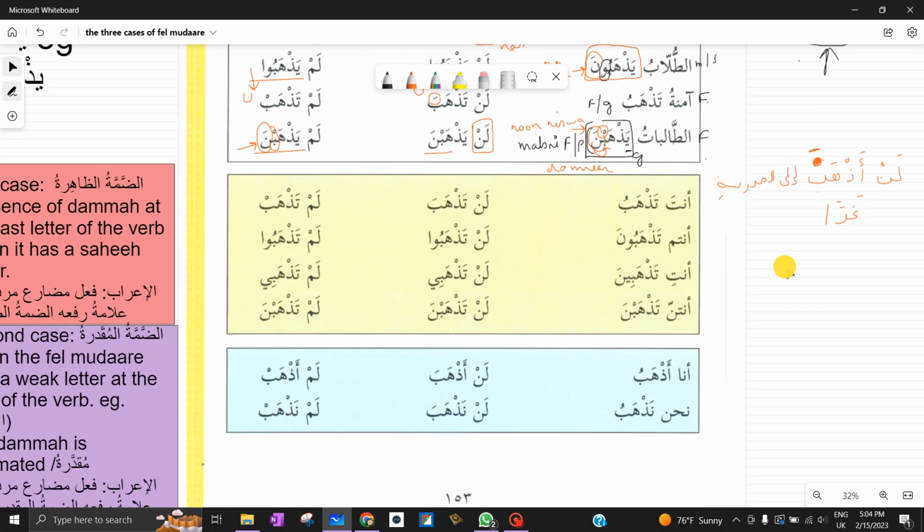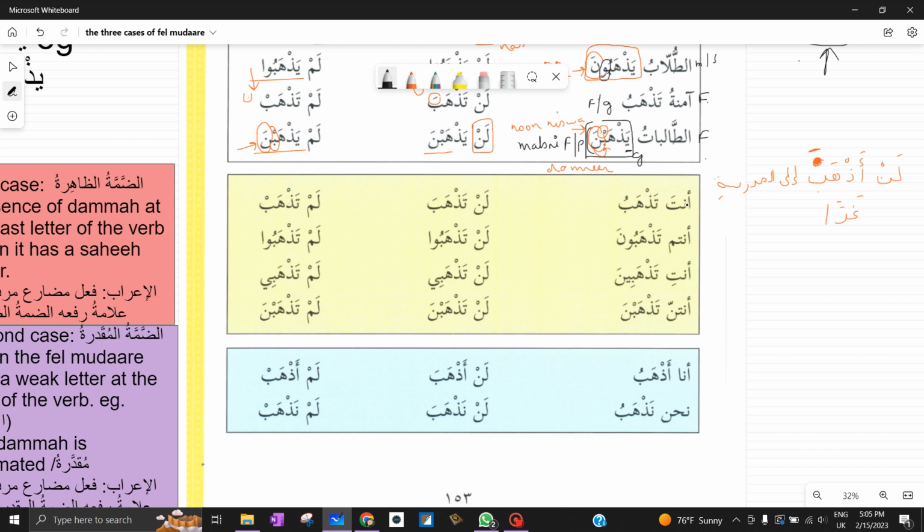Now let's see below. This is anta tadhhabu. Now they have come for second person, that means mukhatib. So in mukhatib also you can see the changes. Anta tadhhabu. This is simple because, how do you know that a fail mudaare is in marfu case? Simply, before the present tense there is no adatun nasb or adatul jazm. Absence of adatun nasb and absence of adatul jazm. So this is for anta, male singular.